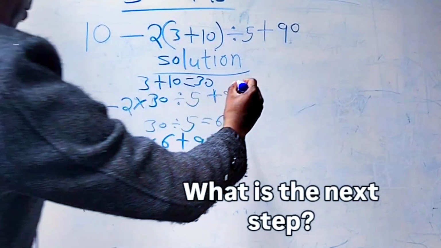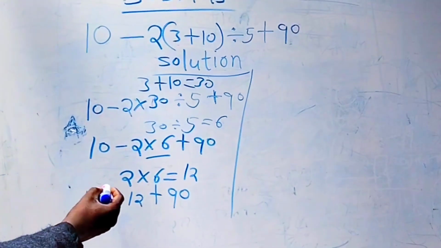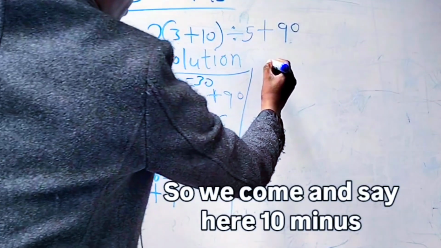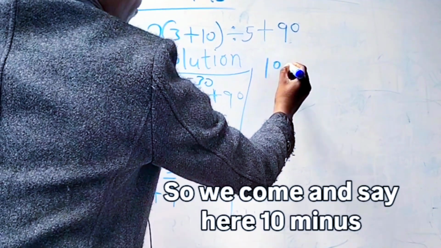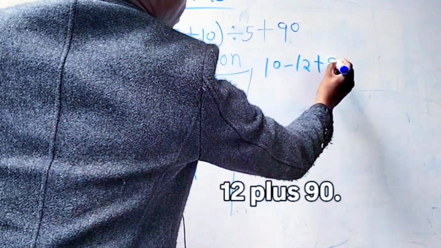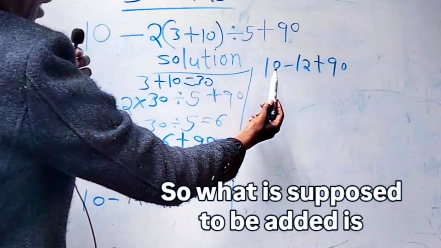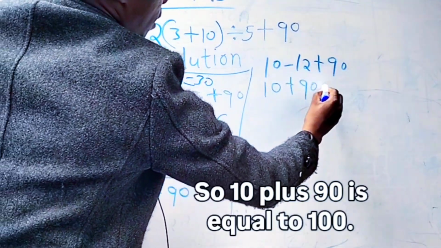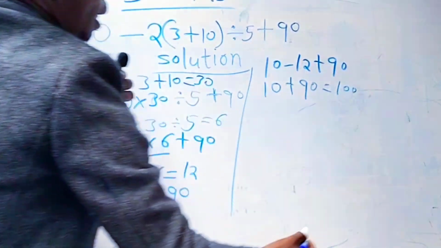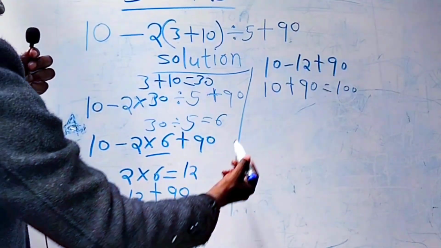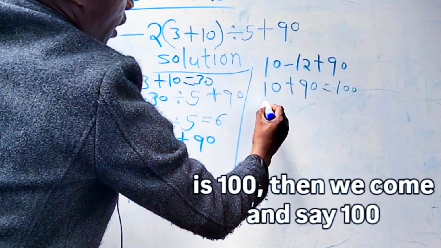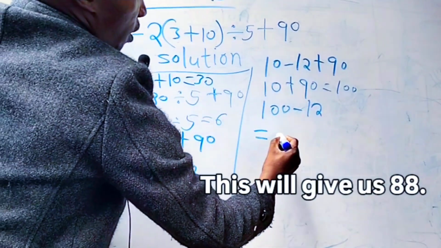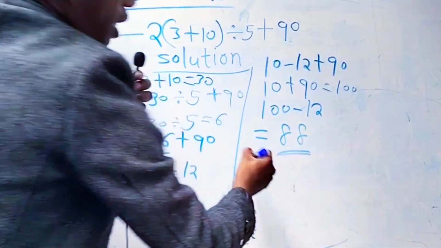What is the next step? The next one is addition. So we come and say here 10 minus 12 plus 90. So what is supposed to be added is 10 and 90. So 10 plus 90 is equal to 100. If that is 100, then we come and say 100 minus 12. This will give us 88.